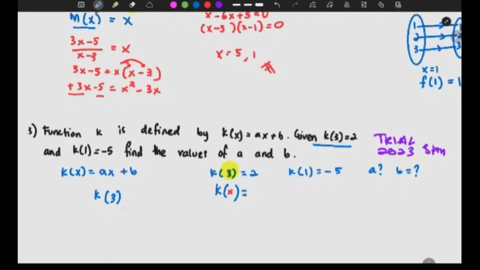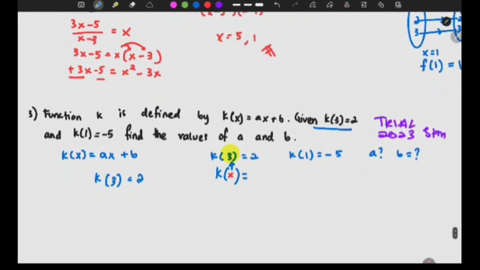So your a, I don't know, I write the same thing. Your x, I know, is 3, so I write 3. And my b is b, which I don't know, and this is equal to 2. I didn't change anything, I just write the same thing but in a different way.